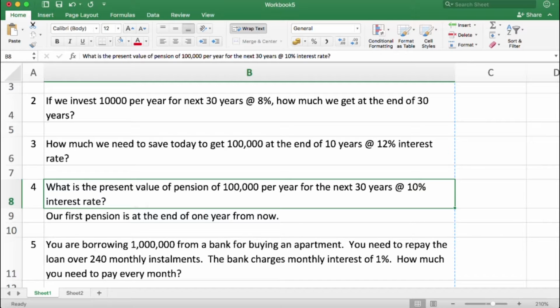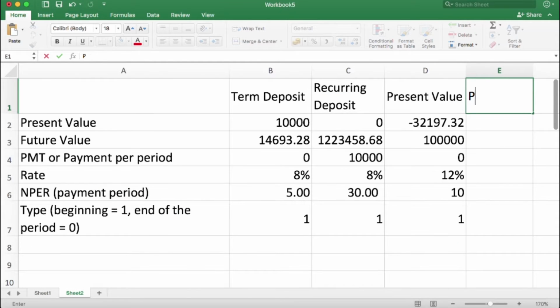Suppose you are going to get a pension of 100,000 per year for the next 30 years. What is its present value if the interest rate is 10%? Our first pension is at the end of 1 year from now. That is, we are signing up for the scheme today and we are going to receive our pension at the end of 1 year from now.